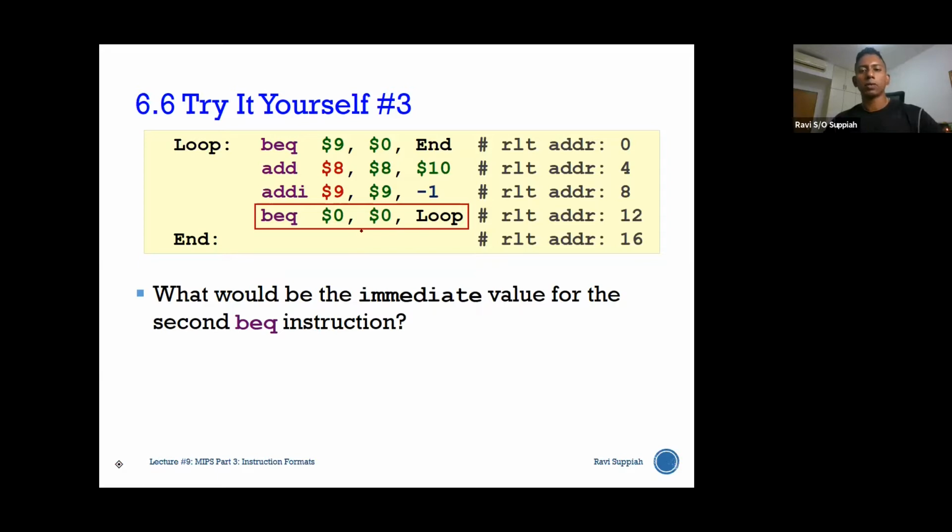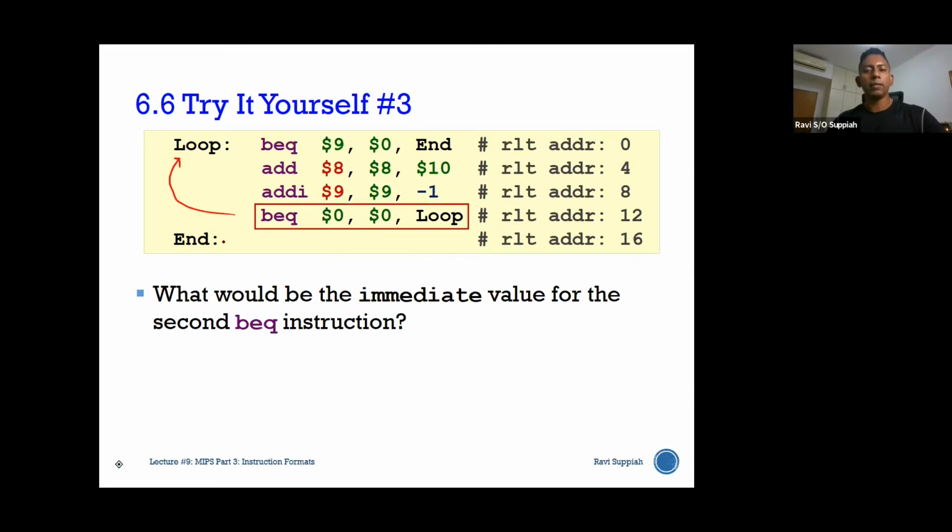Instead of specifying a jump instruction, I can specify it as a BEQ instruction, and since both the registers are the same, it will always be equal. So I will always take the branch and go to loop.